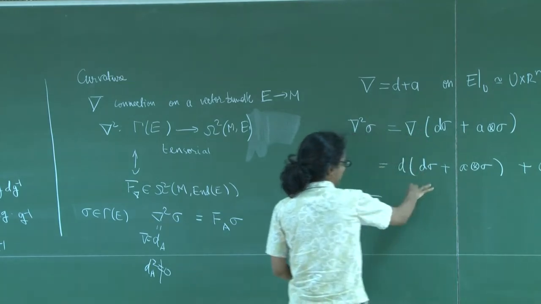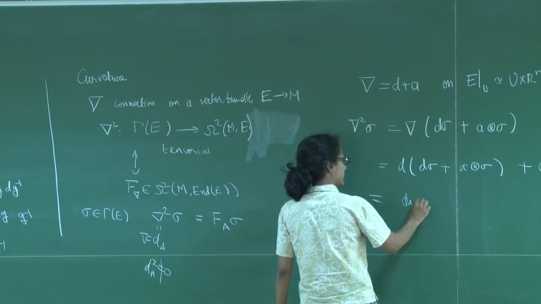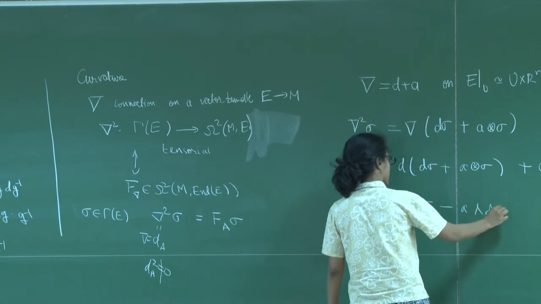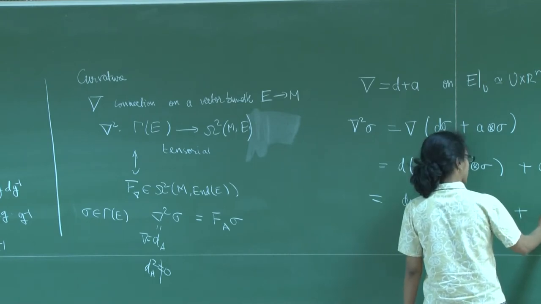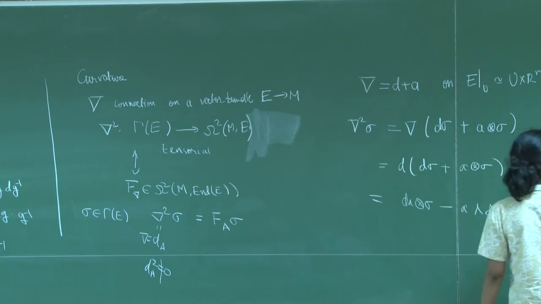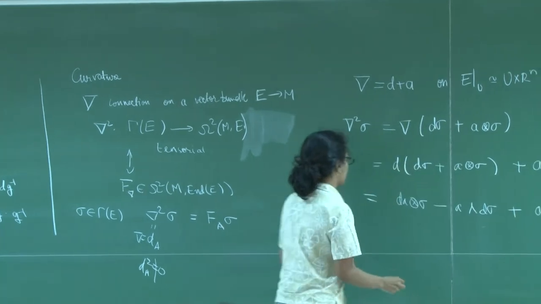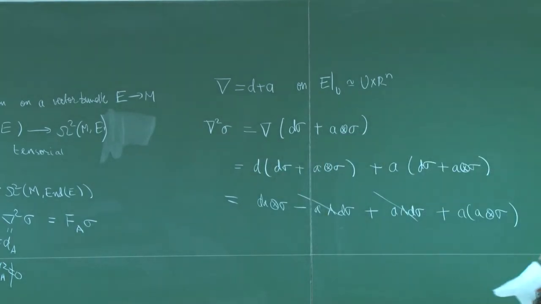Okay, so d squared is 0, and this is dA tensor sigma minus A wedge d sigma plus A wedge d sigma plus, I'll come to this term in a second. These two cancel out. Now, what is this term? So these are both End(E) valued forms, so you are applying the End(E) twice. So let's write that down a little carefully.